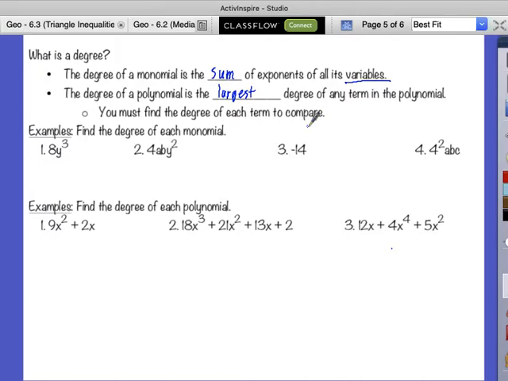Find the degree of each monomial. What do we think number one's going to be? Largest. Okay. Well, it's a monomial, right? So we're following this first one right now. It's the sum of the exponents of all its variables. So on number one, what variables do we see? Just y. What's y being raised to? The power of 3. So is there anything else to add to this 3? No, because we know they're variables. So the degree is just 3.